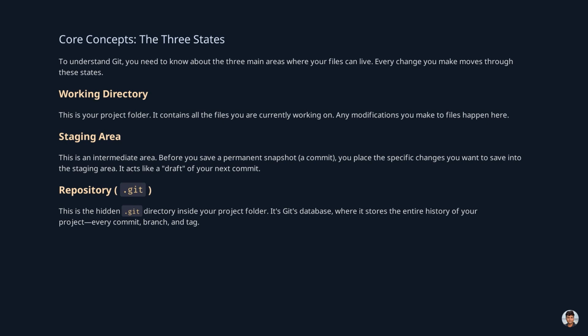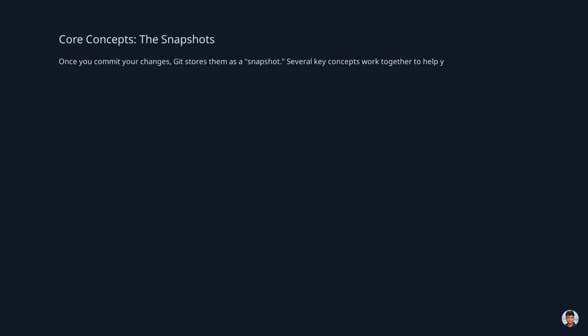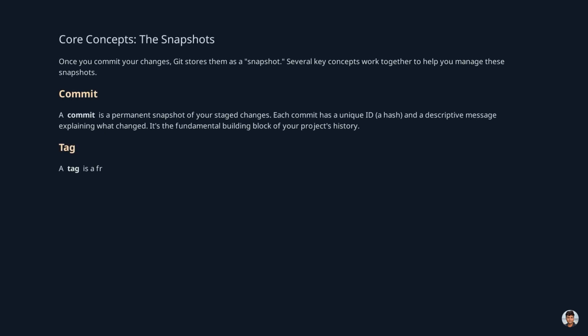Finally, you have the repository. This is the hidden .git folder in your project. It is the heart of Git. The repository stores every version or snapshot of your project that you have ever saved. When you are happy with the changes in your staging area, you commit them, which saves them permanently to the repository. In the next section, we will look at what those snapshots are called.